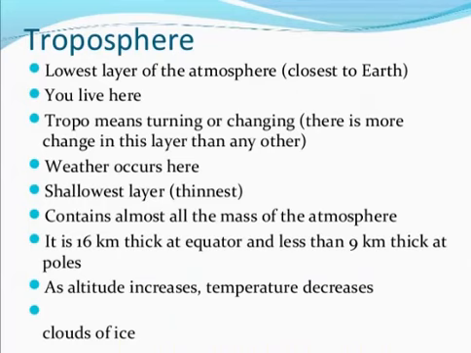Troposphere. It's the lowest layer of the atmosphere and the closest layer to the Earth. We live in the troposphere. Tropo means turning or changing. Weather occurs here. This is the shallowest layer. Shallow means thinnest. It contains almost all the mass of the atmosphere. It is 16 km thick at the equator and less than 9 km thick at the poles. As altitude increases, temperature decreases. Clouds of ice.